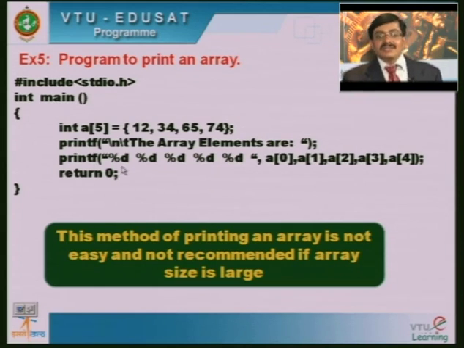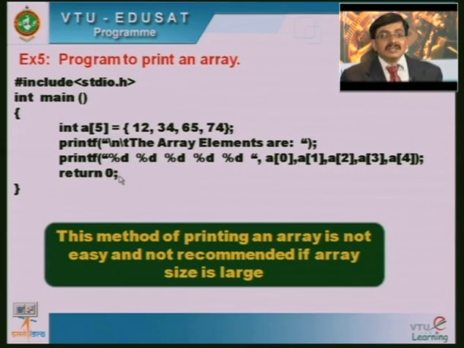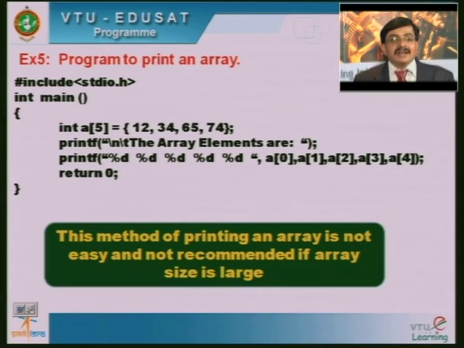But here I am using 5 %d here. What could be the situation if I am using here a of 50? Then, if I am using 50 %d here, I am not taking the advantage of using the arrays. So, this is not the recommended way of programming. That is the reason we say this method of printing an array is not easy and not recommended if array size is large. If it is of 50, 100 or so on, this may not be the right method of printing the array elements.